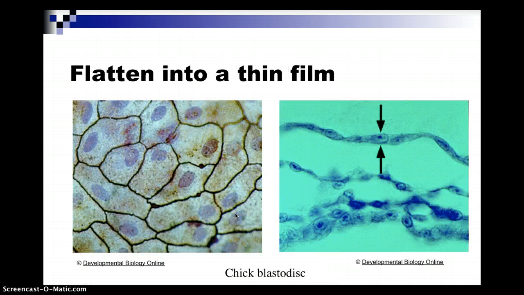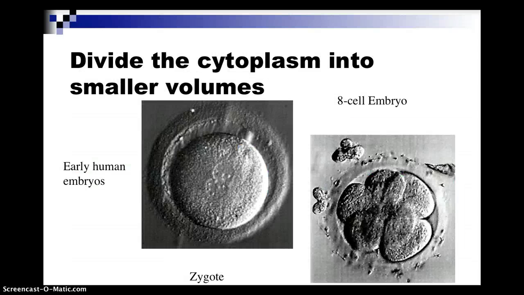Another way is to flatten out, and so you've got some cells that get very, very flat so that you get a greater surface area to allow the transport of nutrients and waste products. You also divide to become multicellular. So here we have a zygote, which is the fusion of an egg and sperm cell, and then it divides to form an 8-cell embryo and continues to divide to form a fetus.